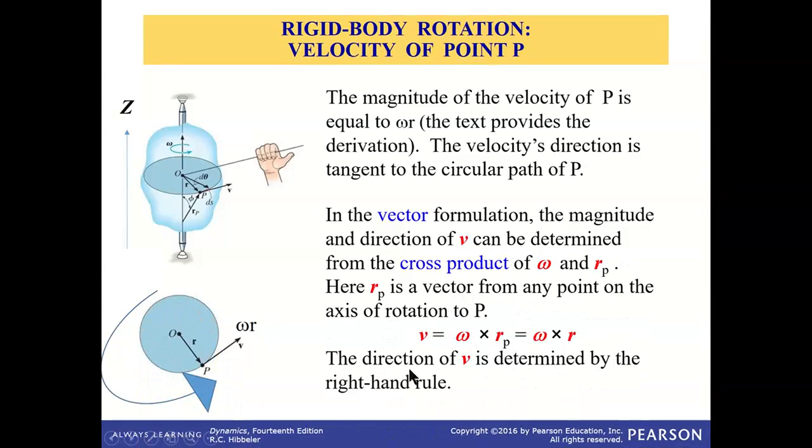That means we can calculate the velocity v using the cross product of omega and r. So if we know omega and r, then v can be computed as omega cross r. The magnitude of velocity is omega r, and the direction is given by this arrow. You can pause this slide and read the description before you proceed.